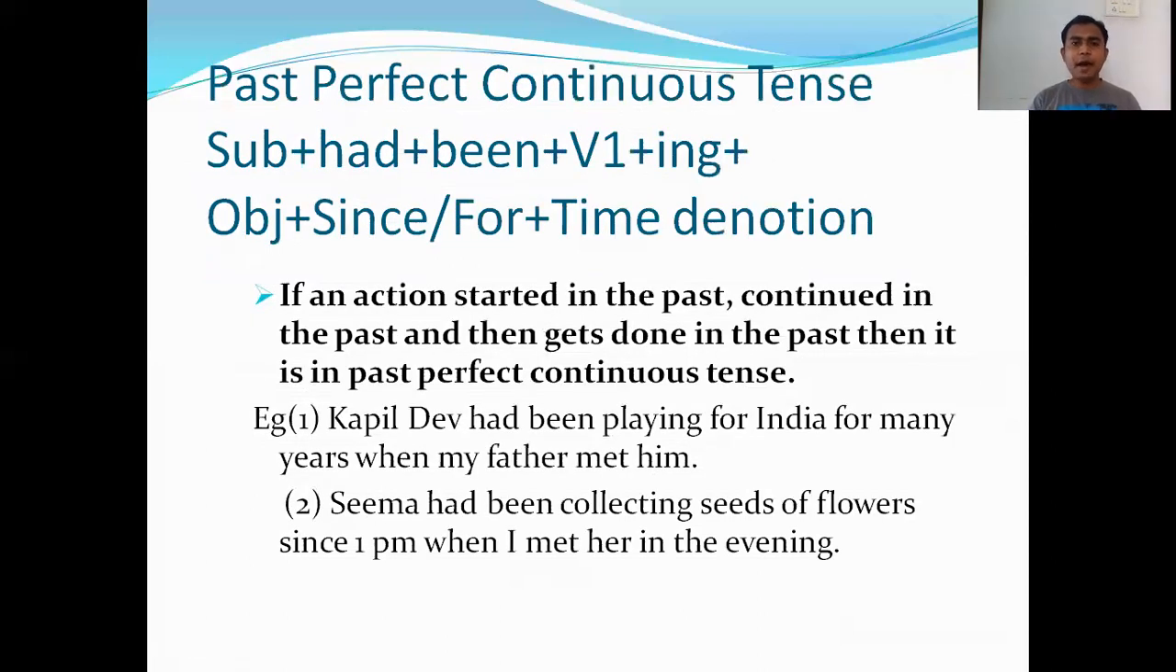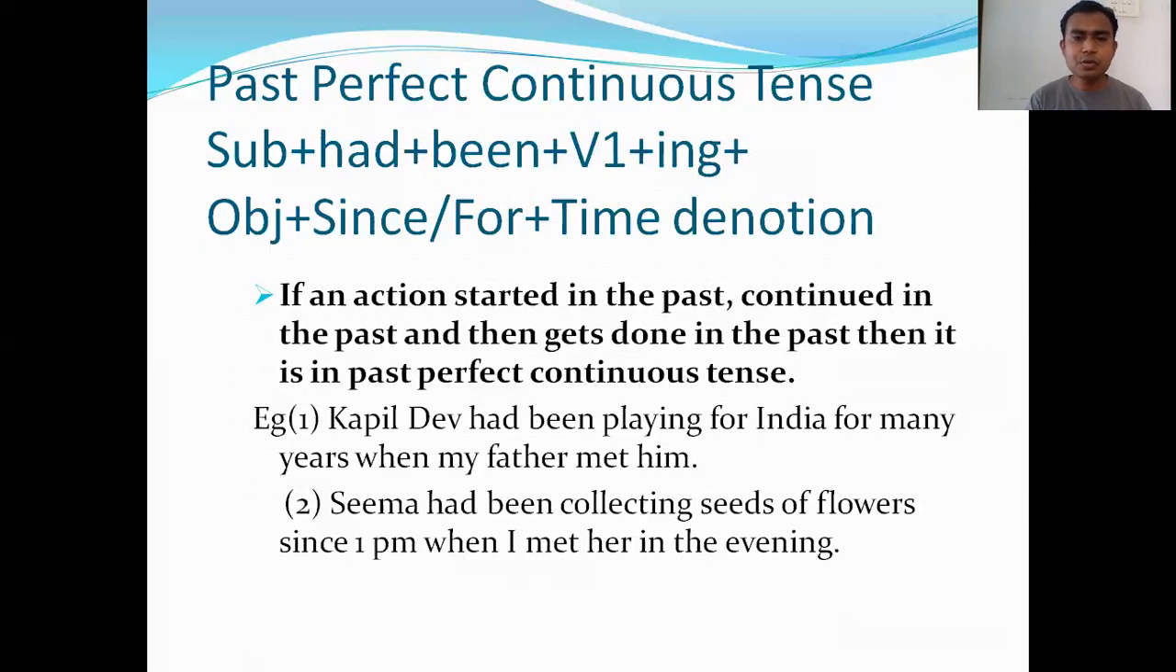Then we have past perfect continuous tense. We use past perfect continuous tense to denote an action that started in the past, continued in the past, and then gets done in the past. Example: Kapil Dev had been playing for India for many years when my father met him. Seema had been collecting seeds of flowers since 1 p.m. when I met her in the evening.